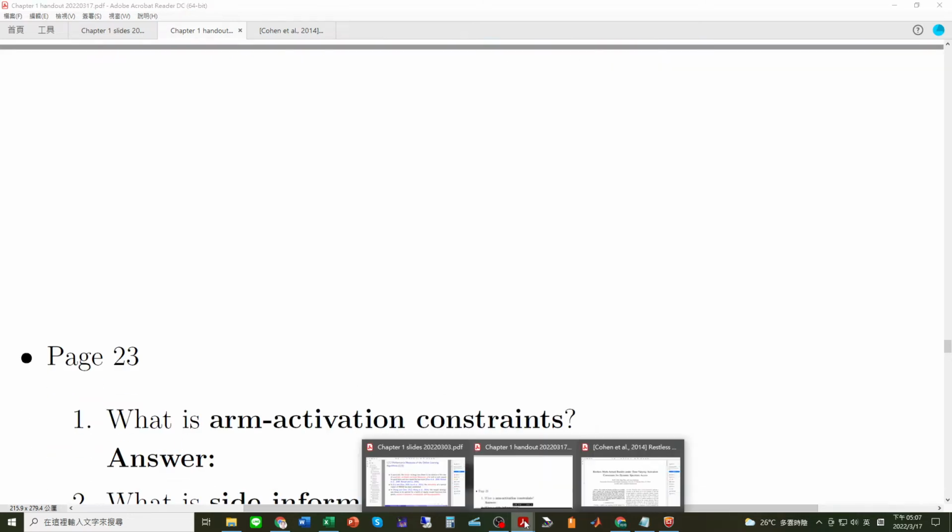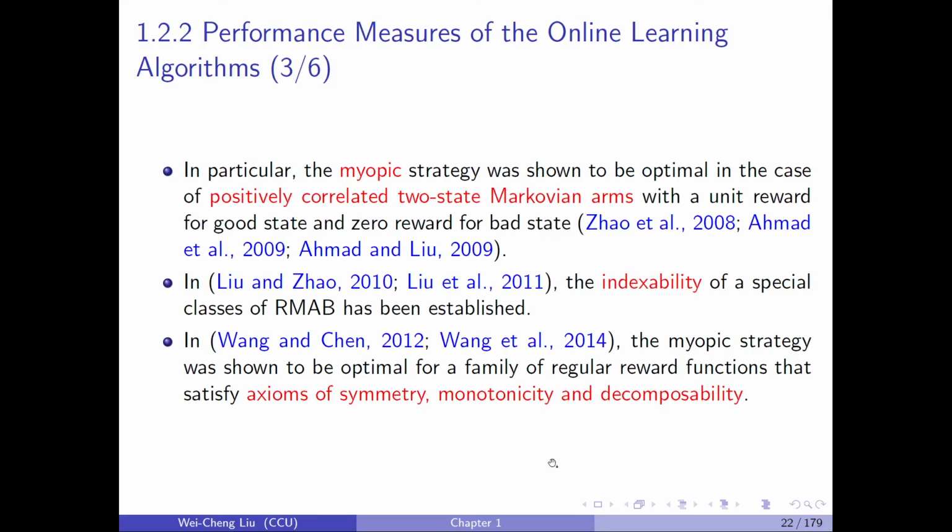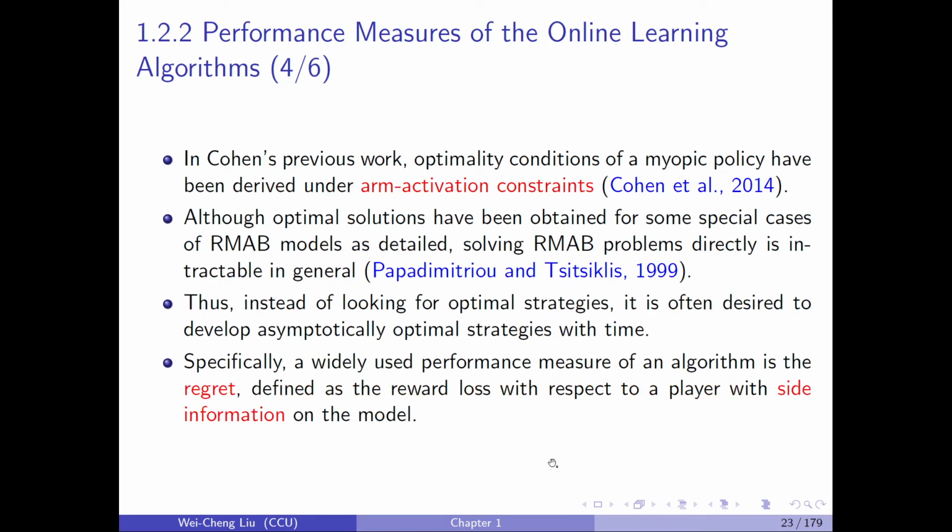Okay, please go back to the slides. So next page, in Cohen's previous work, optimality conditions of a myopic policy have been derived under arm activation constraints. Please see Cohen et al., 2014.